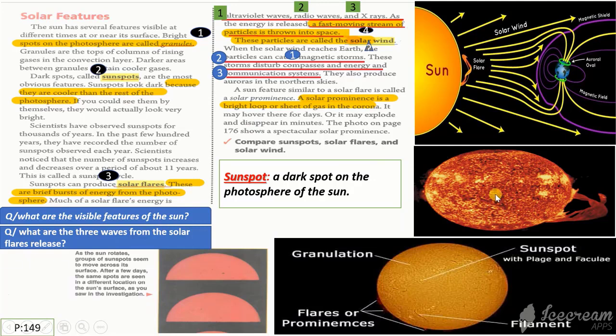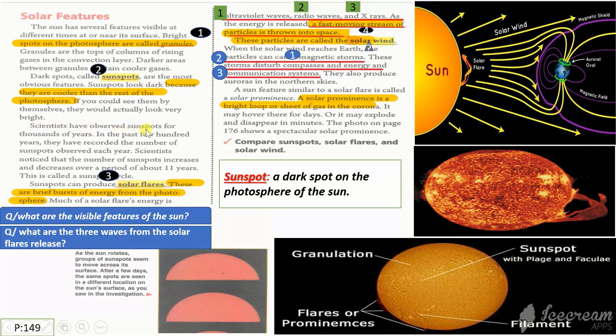Sunspots appear between granules. Sunspots look like dark spots because they are cooler than the rest of the photosphere. If you could see them by themselves, they would actually look very bright.